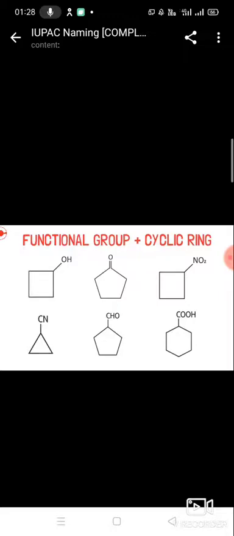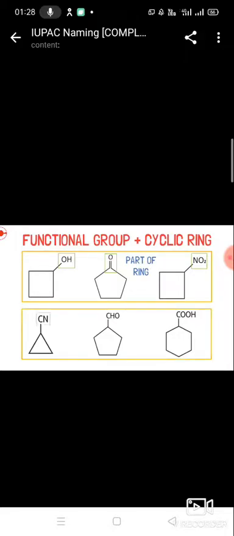These are all bond-line structures. First one is OH. Next one is pentane with an oxy, ethoxy. Next one is cyclobutane with NO2, nitro. Next, cyclopropane with cyanide, CN. Next, cyclopentane with CHO. Next, hexane with COOH.